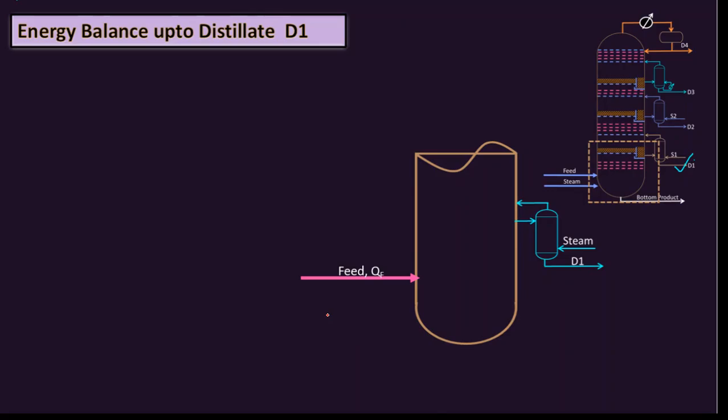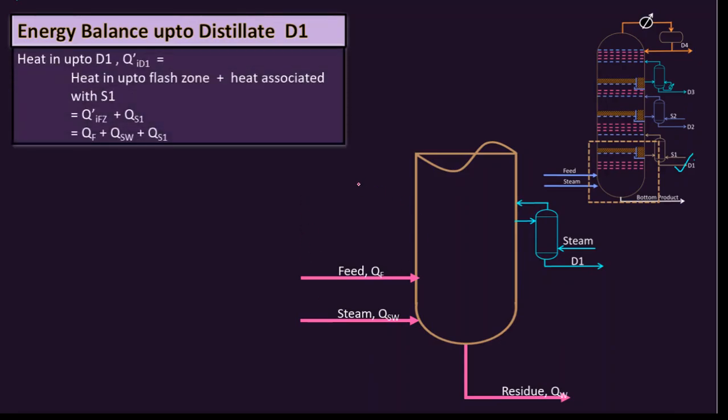Obviously, up to the distillate D1, feed is there, steam is there, bottom liquid is there. It means that all the energy that is going inside the flash zone or leaving from the flash zone is incorporated up to the distillate, because now our system is basically up to the distillate. So this is basically the total amount that is required. This is our system.